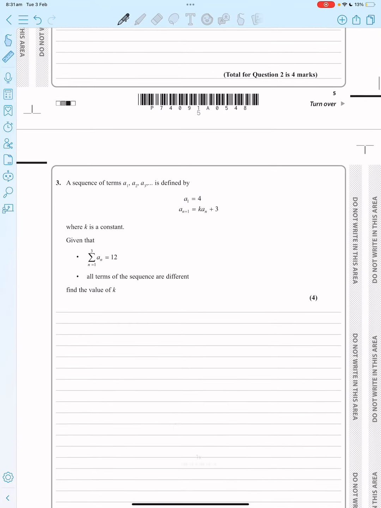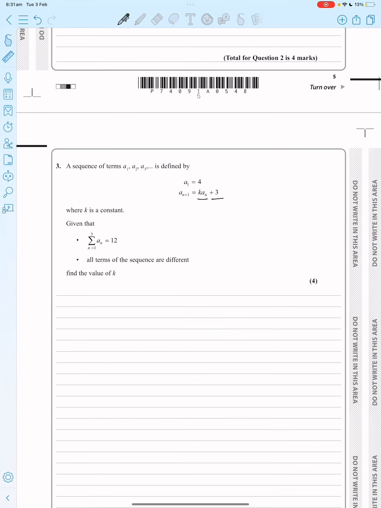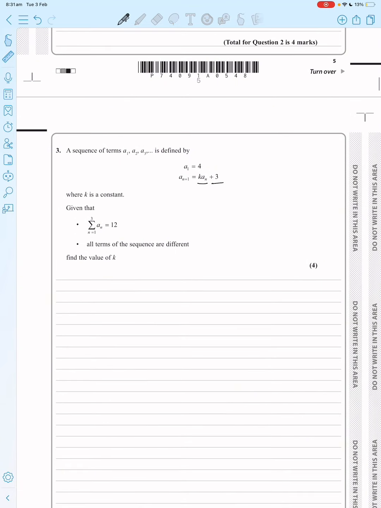Question 3. A sequence of terms a1, a2, a3 is defined by a1 equaling 4 and a(n+1) equal to k a(n) plus 3, where k is a constant. Given that the sum from 1 to 3 is equal to 12, and all terms of the sequence are different, find the value of k. Okay, so I know a1 is equal to 4.